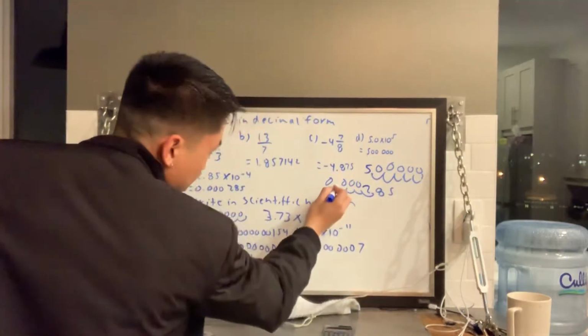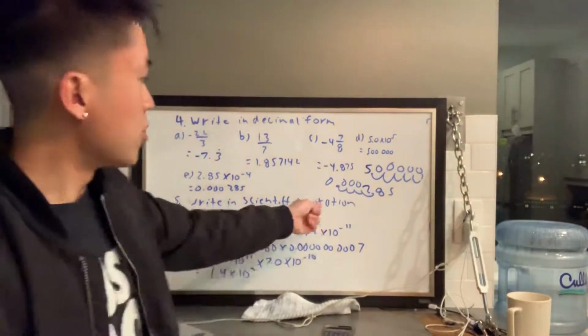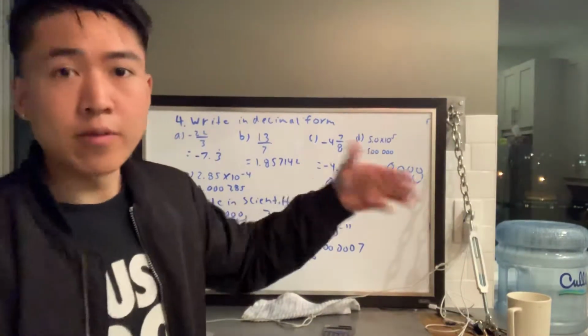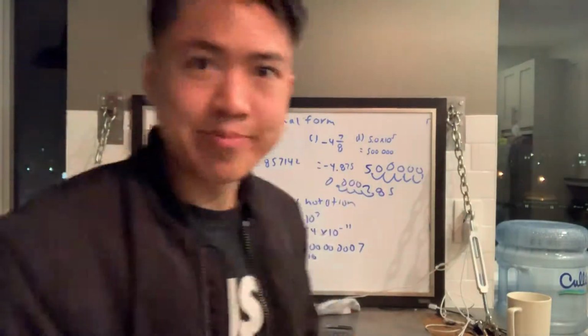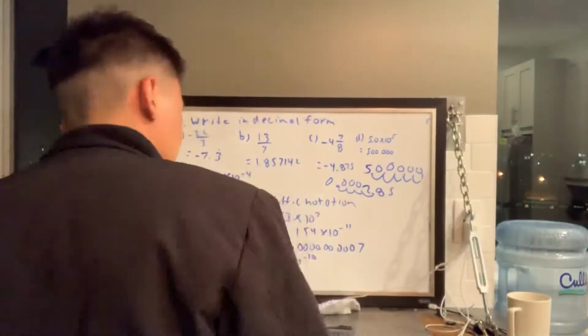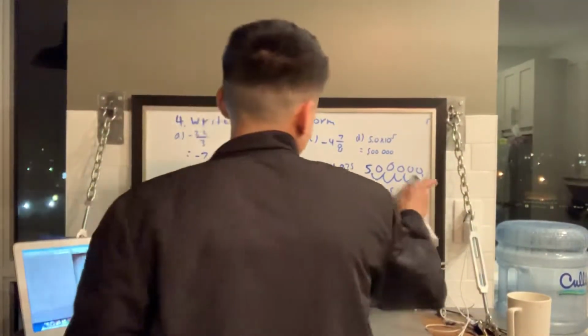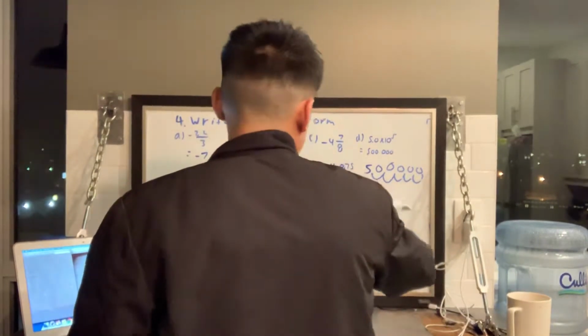Make sure I'm not blocking your way. So you get 0.00285. Hey, you got the right answer. Anyways. So then we talk about the discussion of scientific notation.